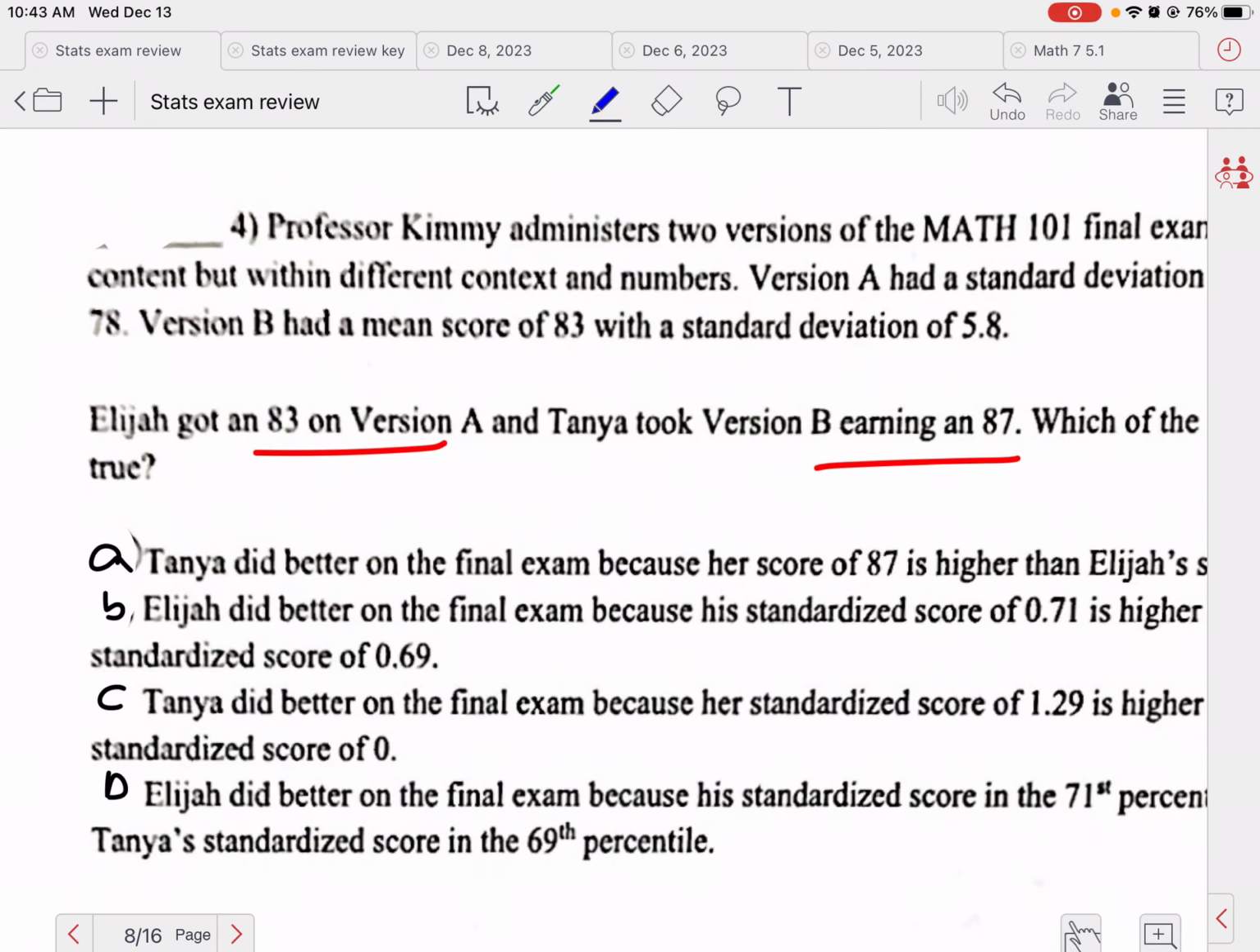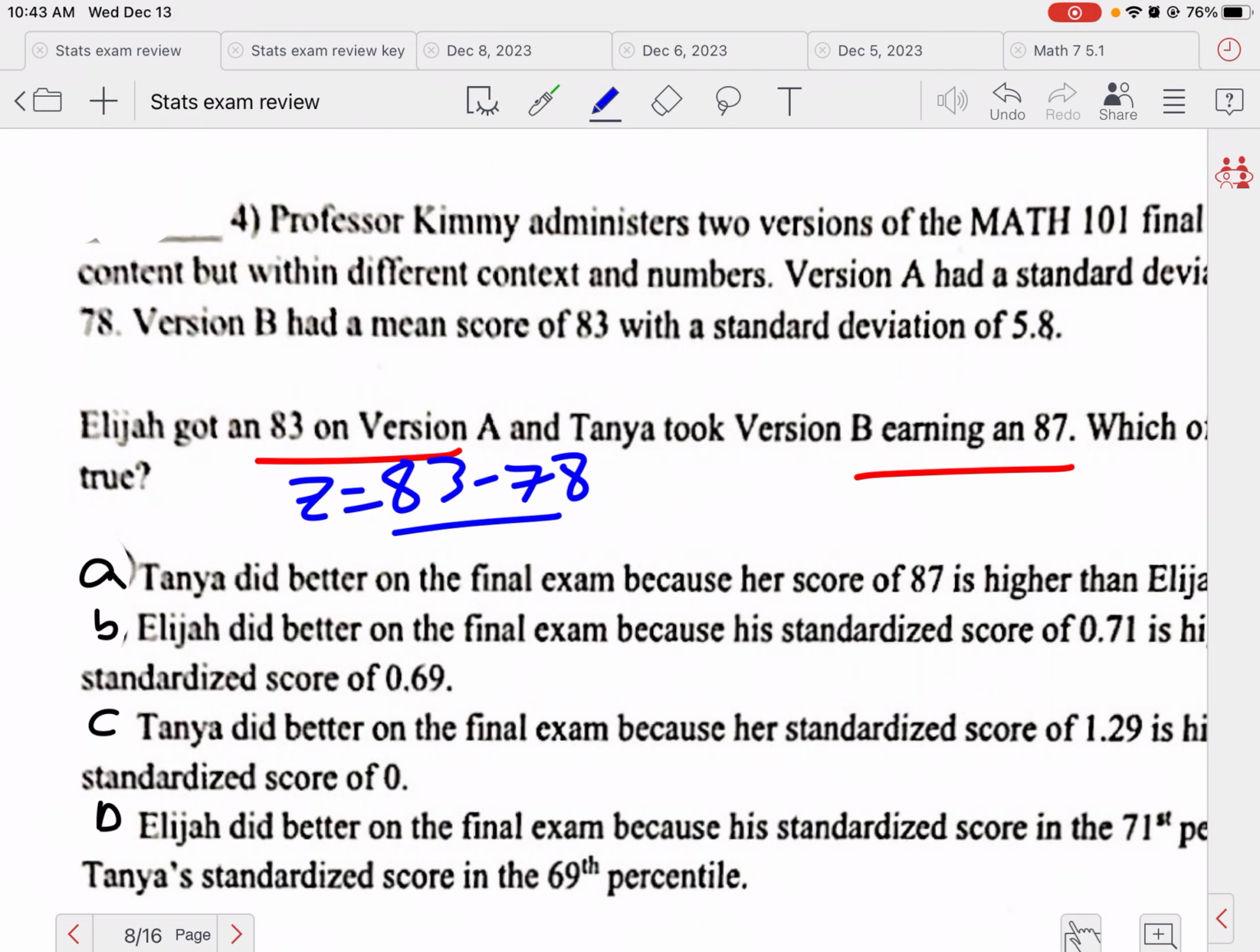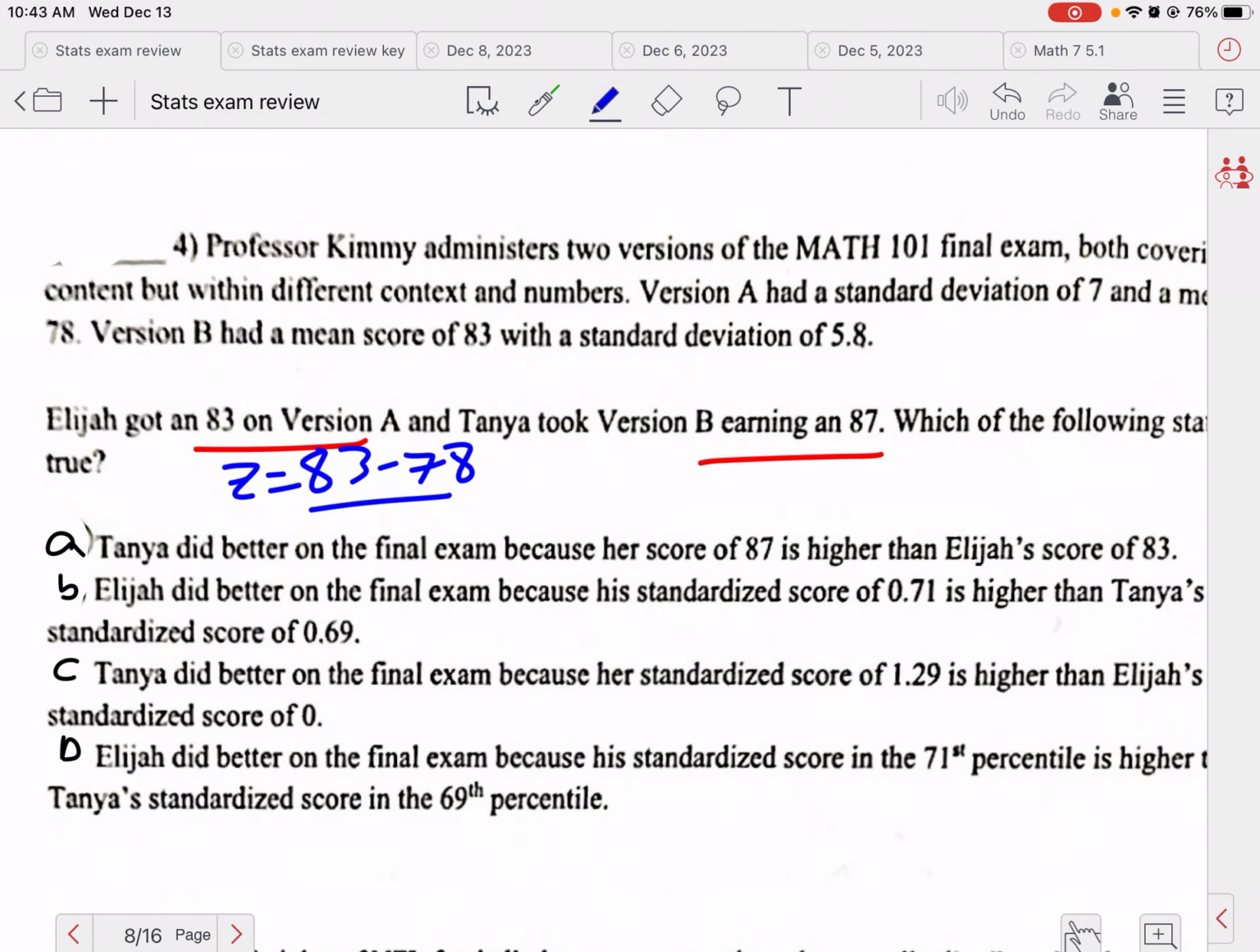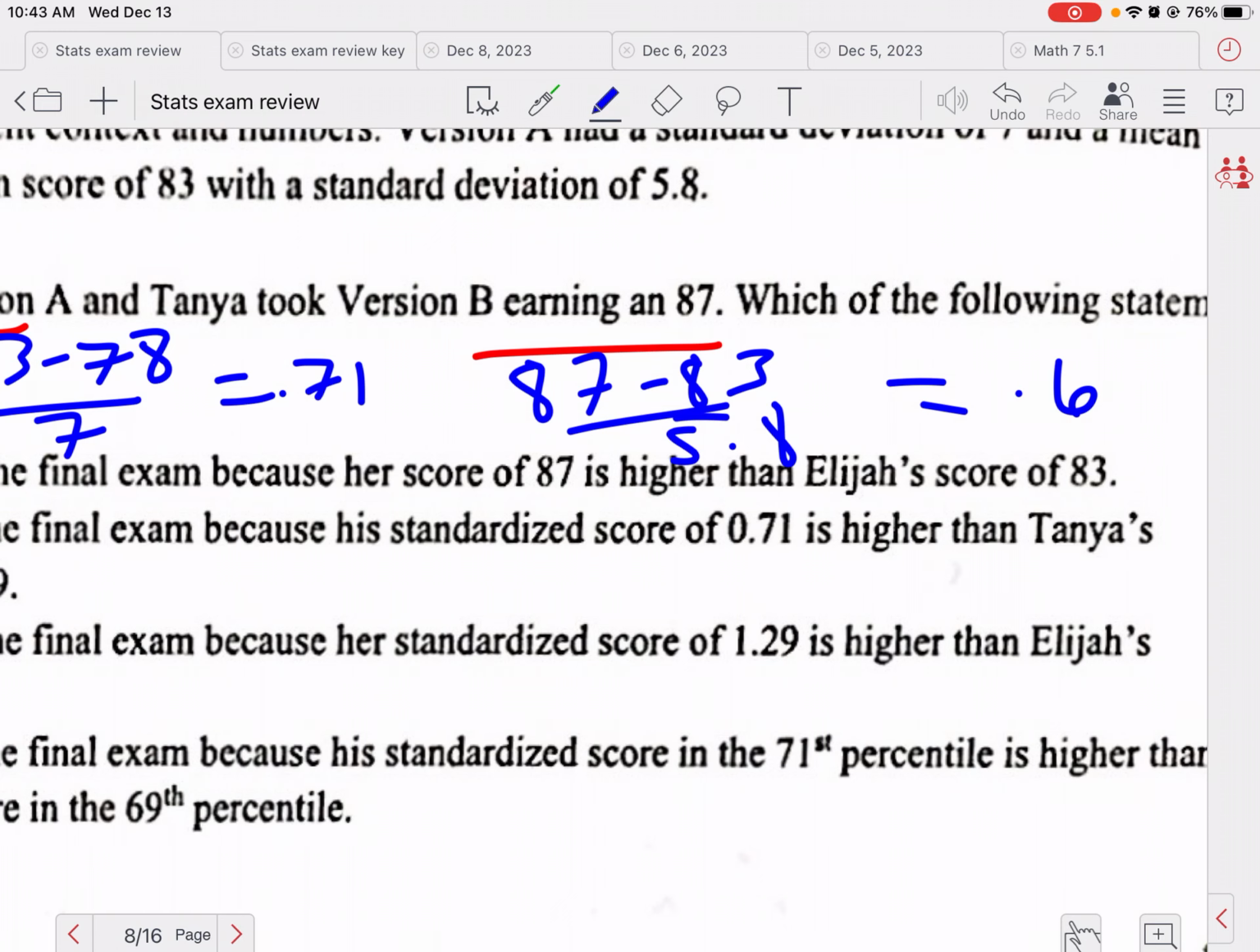So we have 83, so again, z is x minus the mean, which was 78, all over 7, and this is 87 minus 83 over 8.5. So we're going to calculate these out separately. So 83 minus 78 divided by 7 is going to give me 0.71. And 87 minus 83 divided by 8.5 is going to give me 0.47.